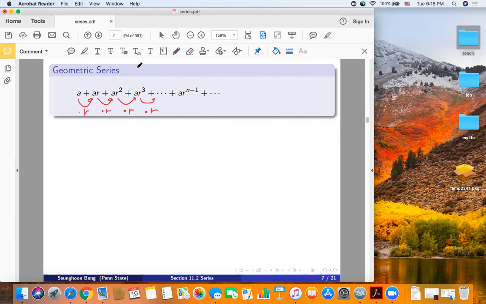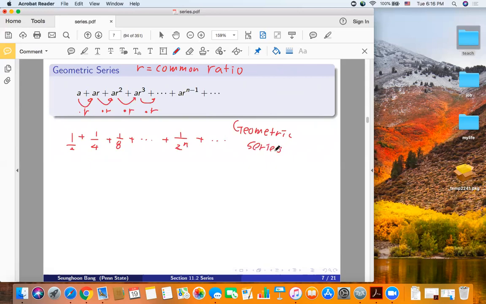That's right. In this case, what's r? We call this the common ratio. Do you remember our previous example? 1 plus 1 over 2 plus 1 over 4 plus 1 over 8 plus, keep going, 1 over 2 to the n. This is exactly a geometric series.